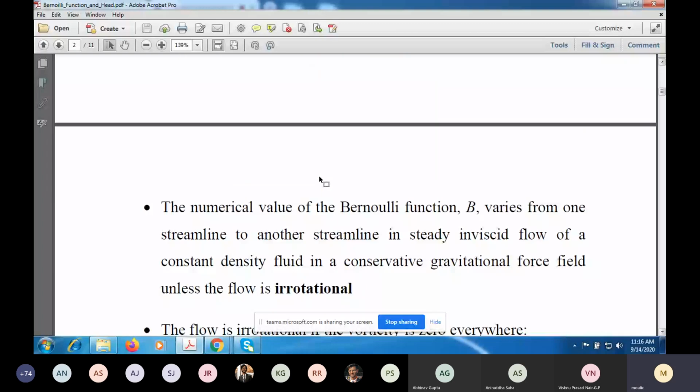So I made another comment here. The numerical value of the Bernoulli function V varies from one streamline to another streamline in steady inviscid flow of a constant density fluid in a conservative gravitational force field, unless the flow is also irrotational. So if the flow is irrotational, then Bernoulli's equation can be applied between any 2 points in the flow field, provided the last four conditions are also satisfied.